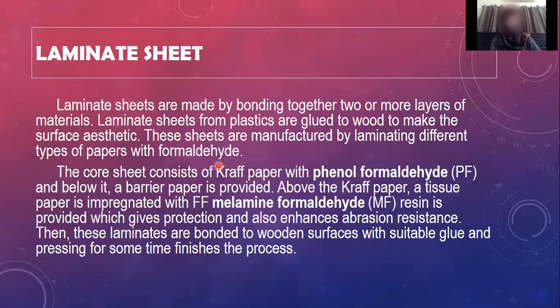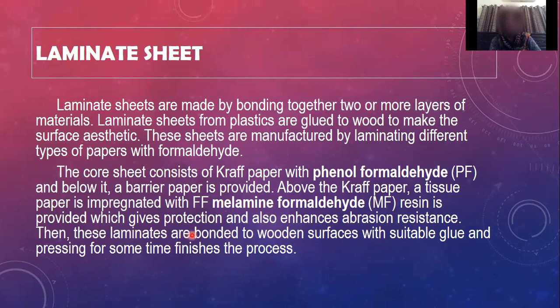The question arises, which types of chemicals are used in laminating sheets? There are two types of chemicals commonly used in laminating sheets. The core sheet consists of kraft paper with phenol formaldehyde, and the second is melamine formaldehyde, which provides protection and support to the surface, and abrasion resistance.